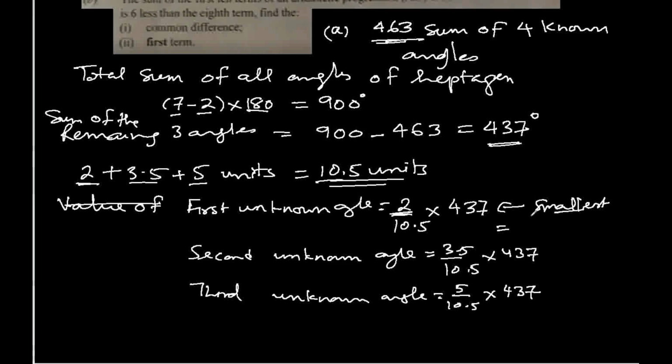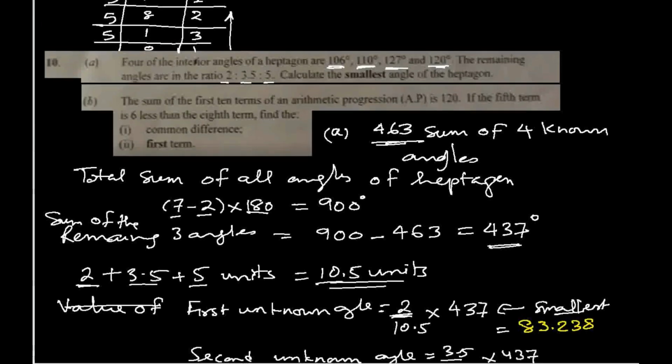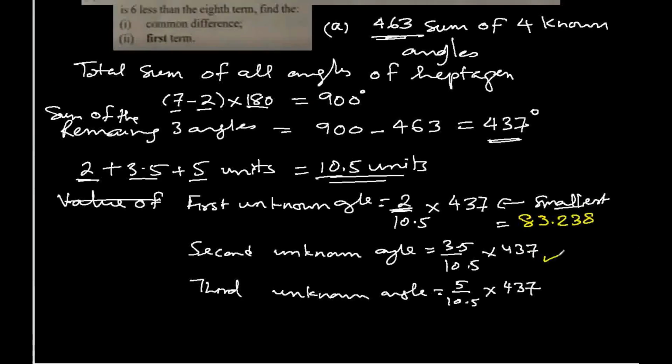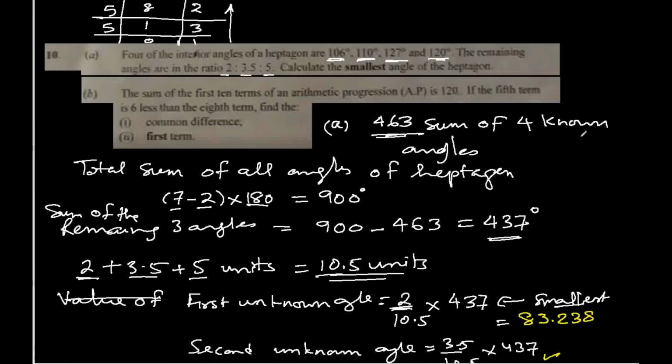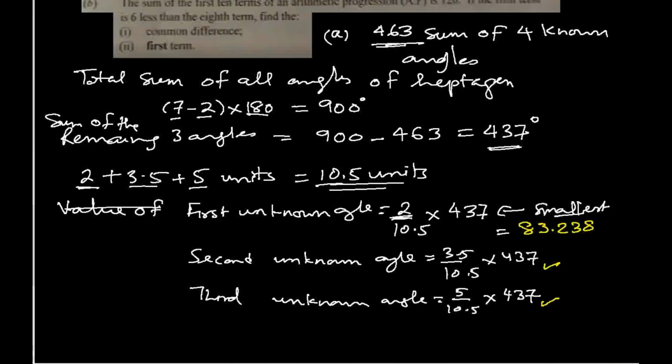So once I use my calculator, I got 83.238. Obviously it is less than the known 4 angles. That means it is smaller than those 4 as well as the remaining 2. There is no need to find those 2 because they have bigger units, and they're saying calculate the smallest angle of the heptagon. They have not stated how many decimal places, so we can round it off to 1 decimal place, which is 83.2 degrees. That's the answer.